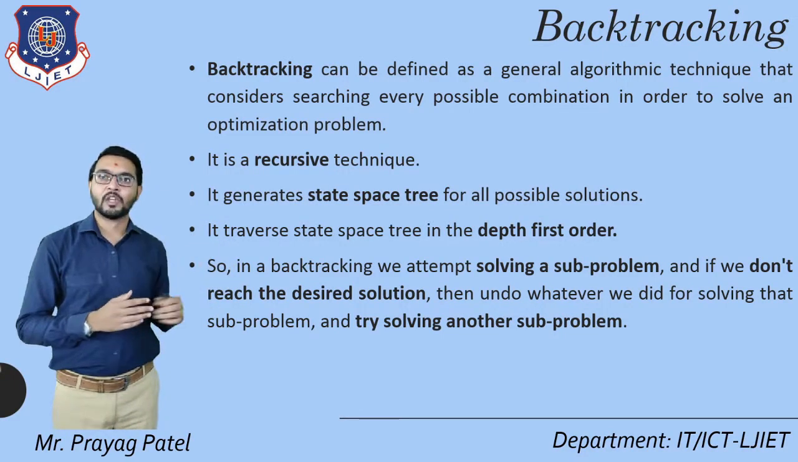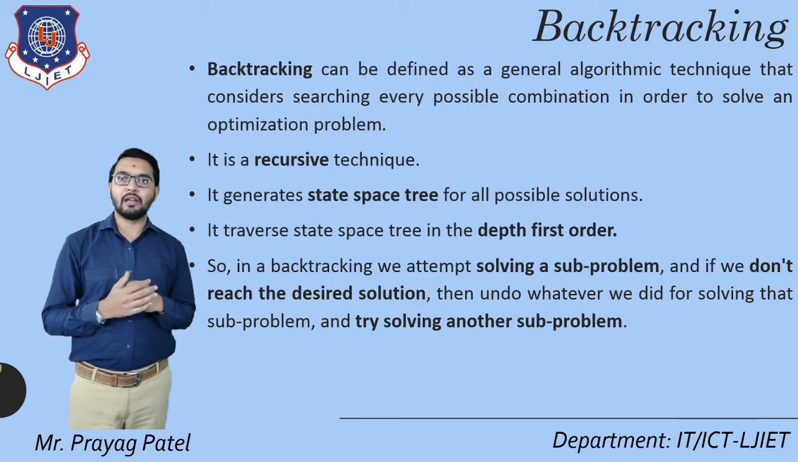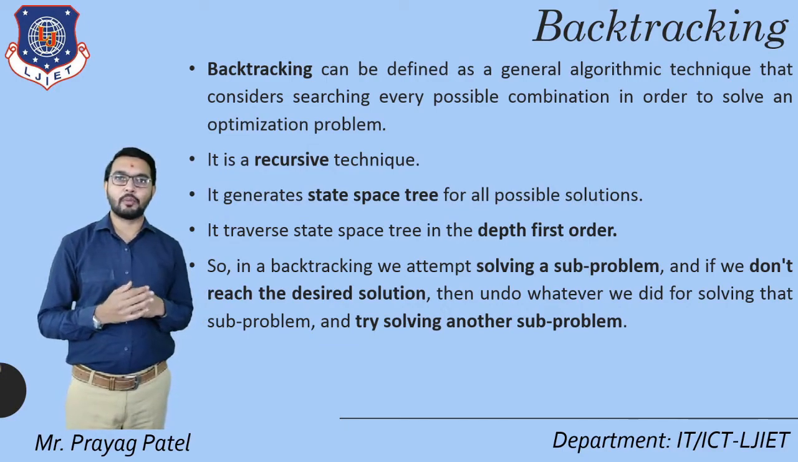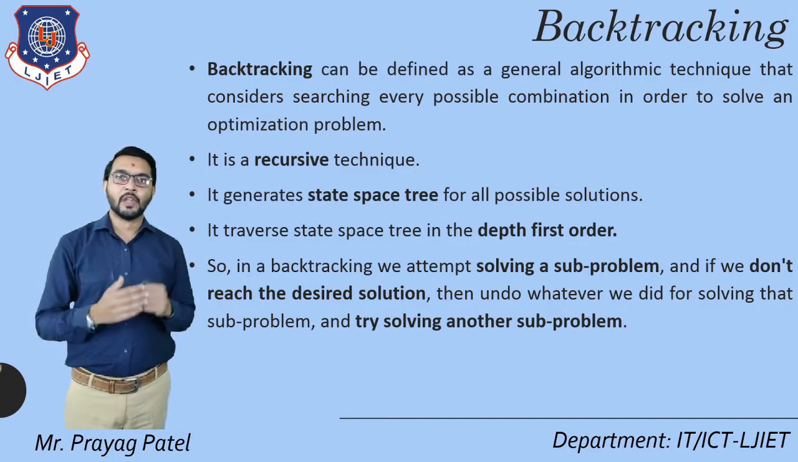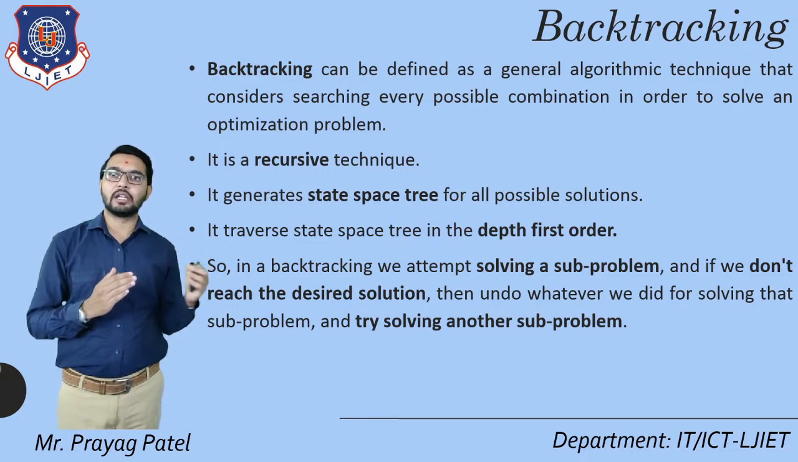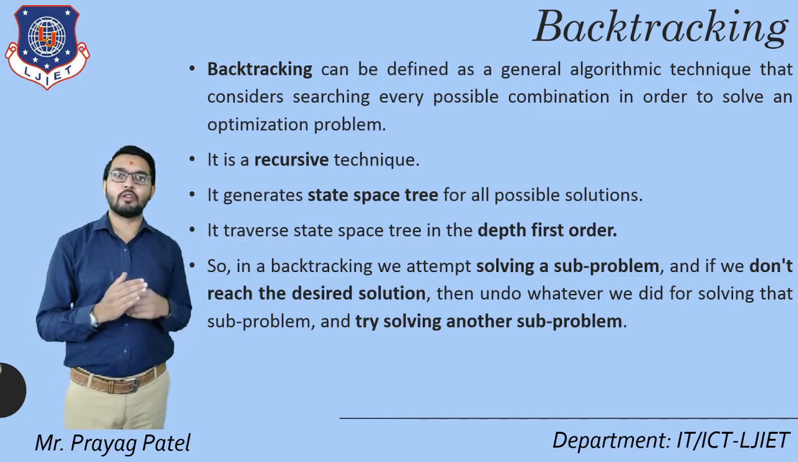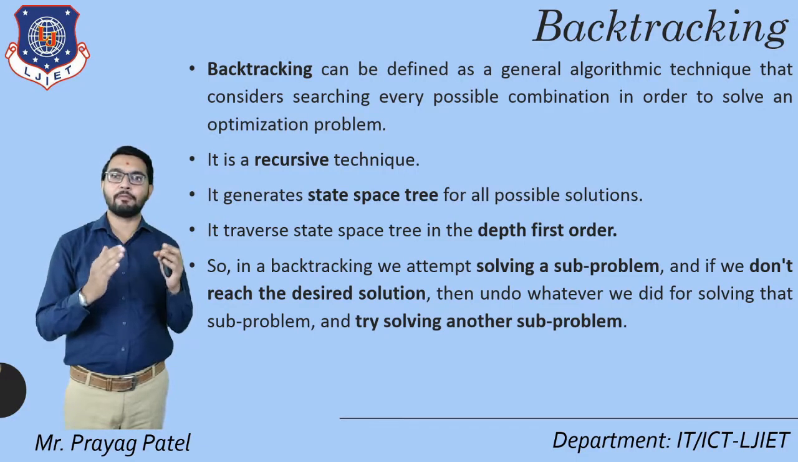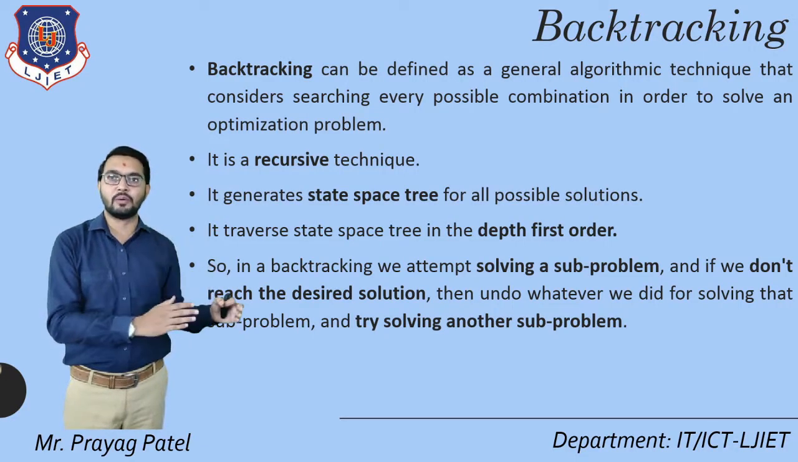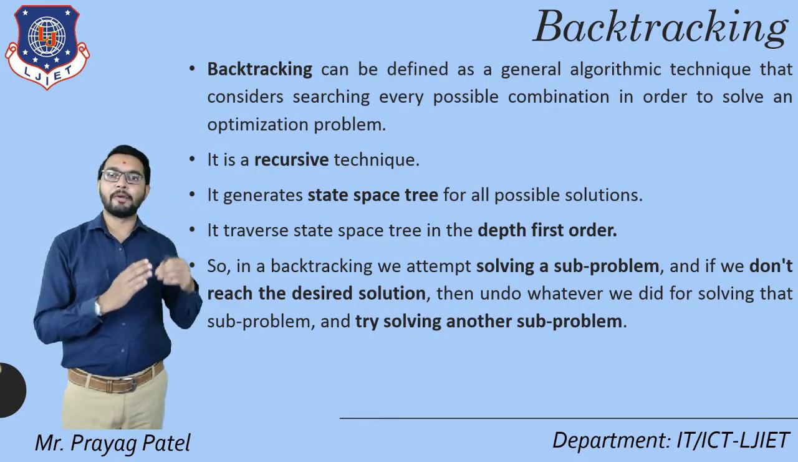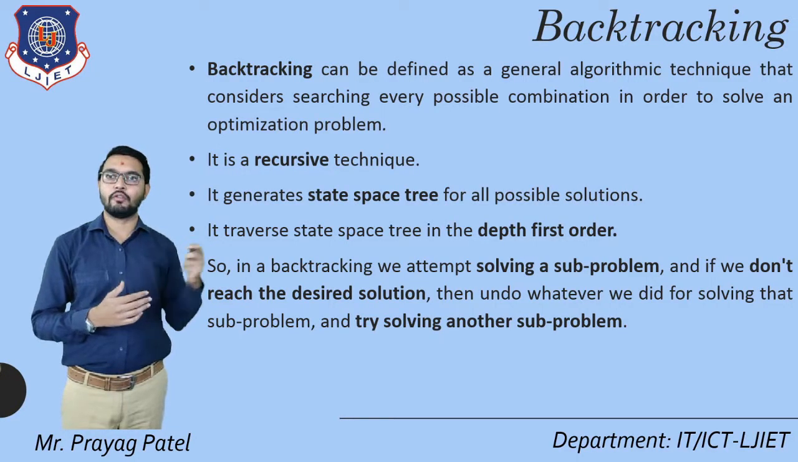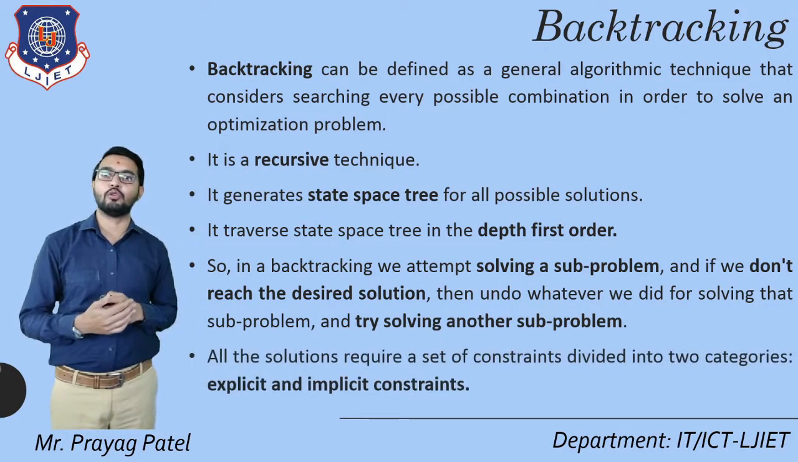state space tree. So in backtracking we attempt solving a sub problem, and if we don't reach the desired solution, then we undo whatever we did for solving that sub problem and try solving another sub problem. Means if you don't find the solution in one path, then you can backtrack to your previous node and find another way for solving your problem.